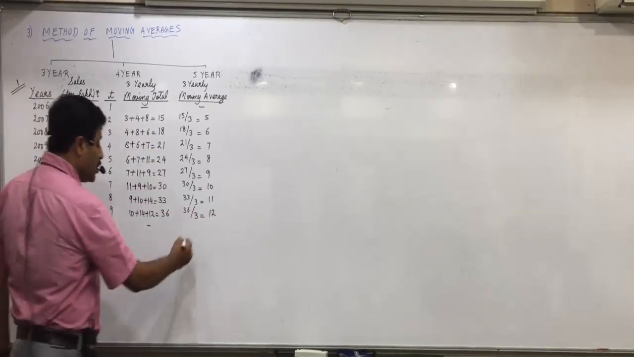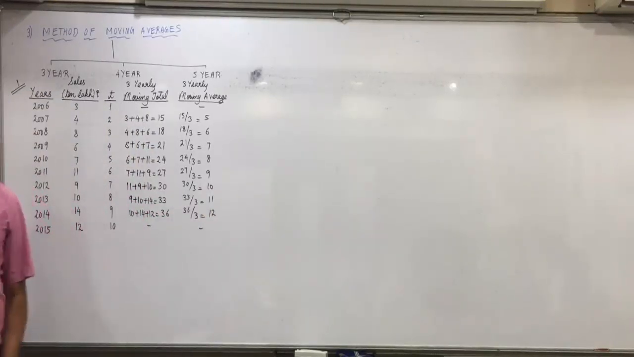And last blank. Did you understand this, everyone? Over. This is only to be done. Very, very simple. Did you understand this, everyone? 3 yearly moving average. So I'll discuss one question and you'll all try it on your own. Anyone having any confusions in this? Yes, it can come in exams.